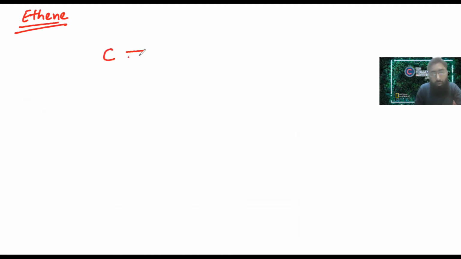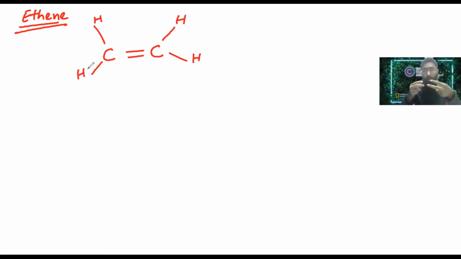This carbon has a double bond with this carbon, and there is a hydrogen, another hydrogen, another hydrogen, and another hydrogen. The ethene molecule has 4 hydrogens and 2 carbons, and these 2 carbons are joined together by a double bond. And this is a monomer.